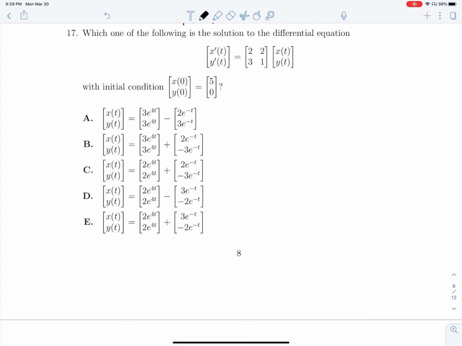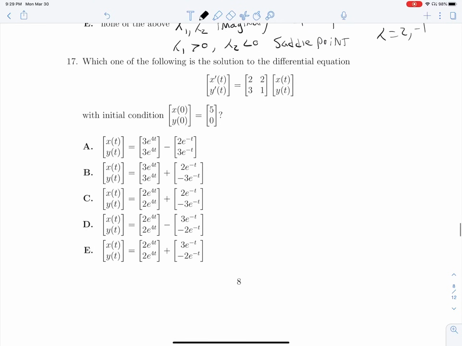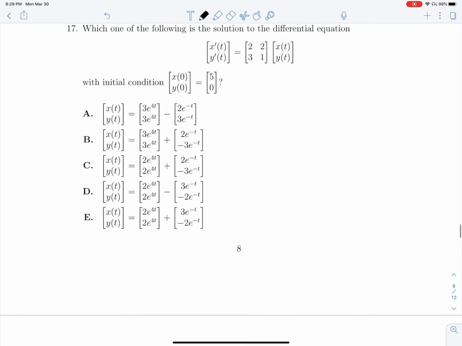17, which of the following is the solution to the differential equation given here with an initial condition? And pretty much we are going to start off with the exact same solution process where we are finding our eigenvalues and eigenvectors. And remember, this whole thing can be expressed in the same way that they did up here, which is a way that I'm a little bit more comfortable with, which is x prime equals some matrix multiplied by x.